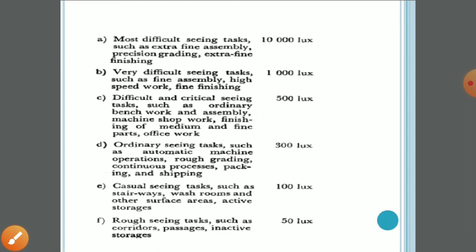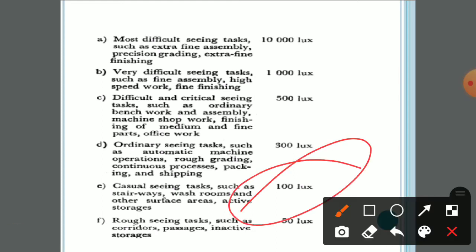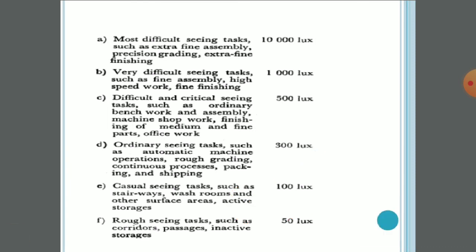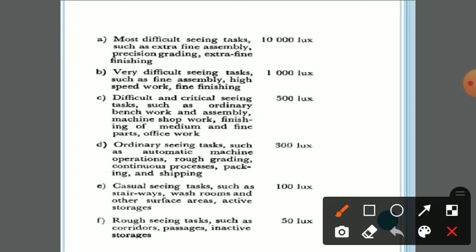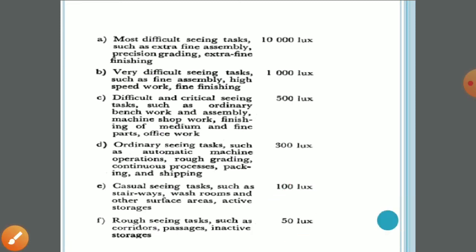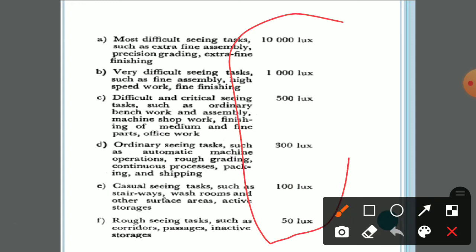Then casual seeing tasks such as stairways, washrooms and other surface areas, and active storages require at least 100 lux to be maintained. Then for rough seeing tasks such as corridors, passages, and inactive storages, at least 50 lux. These are the different illumination levels for the different purposes here.